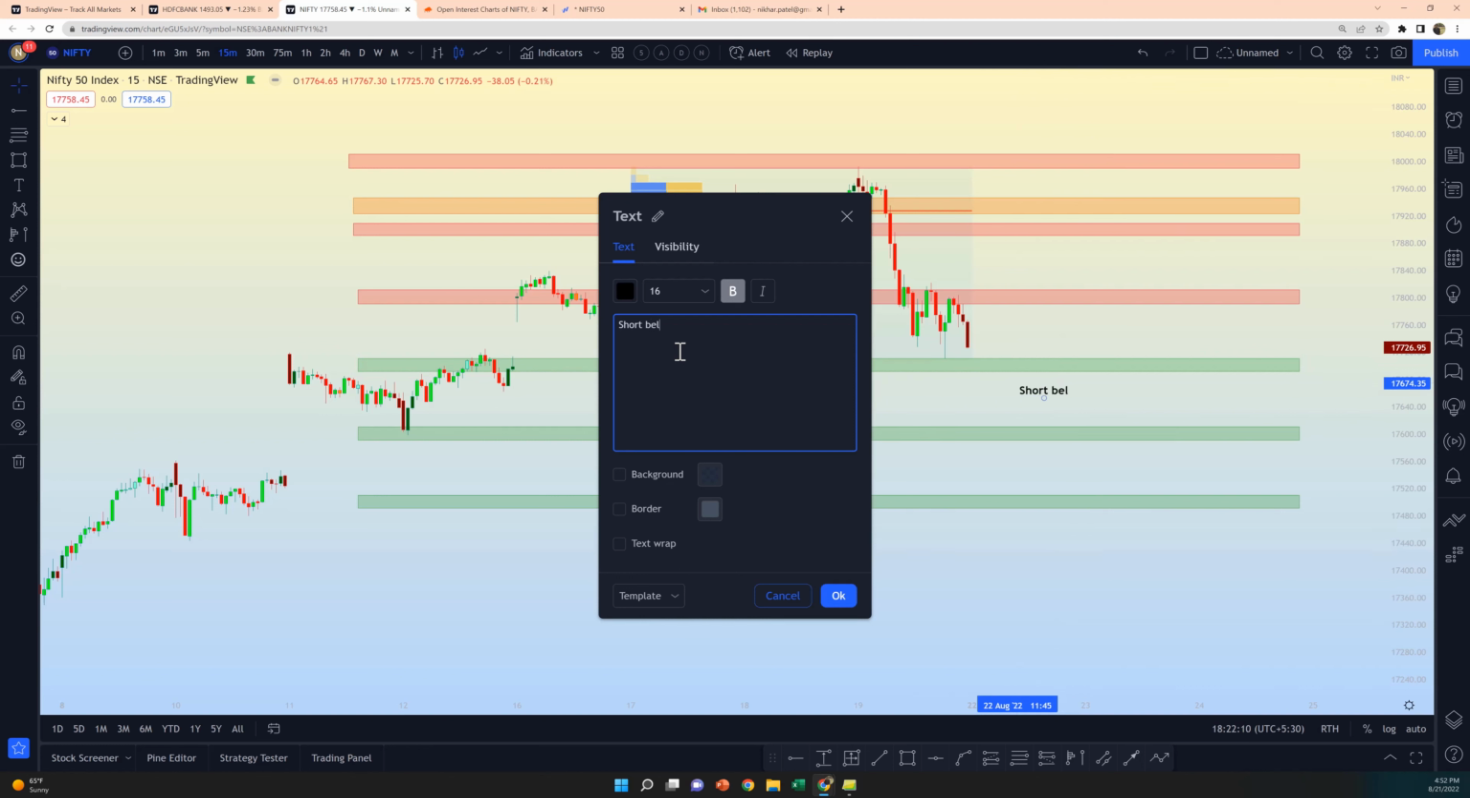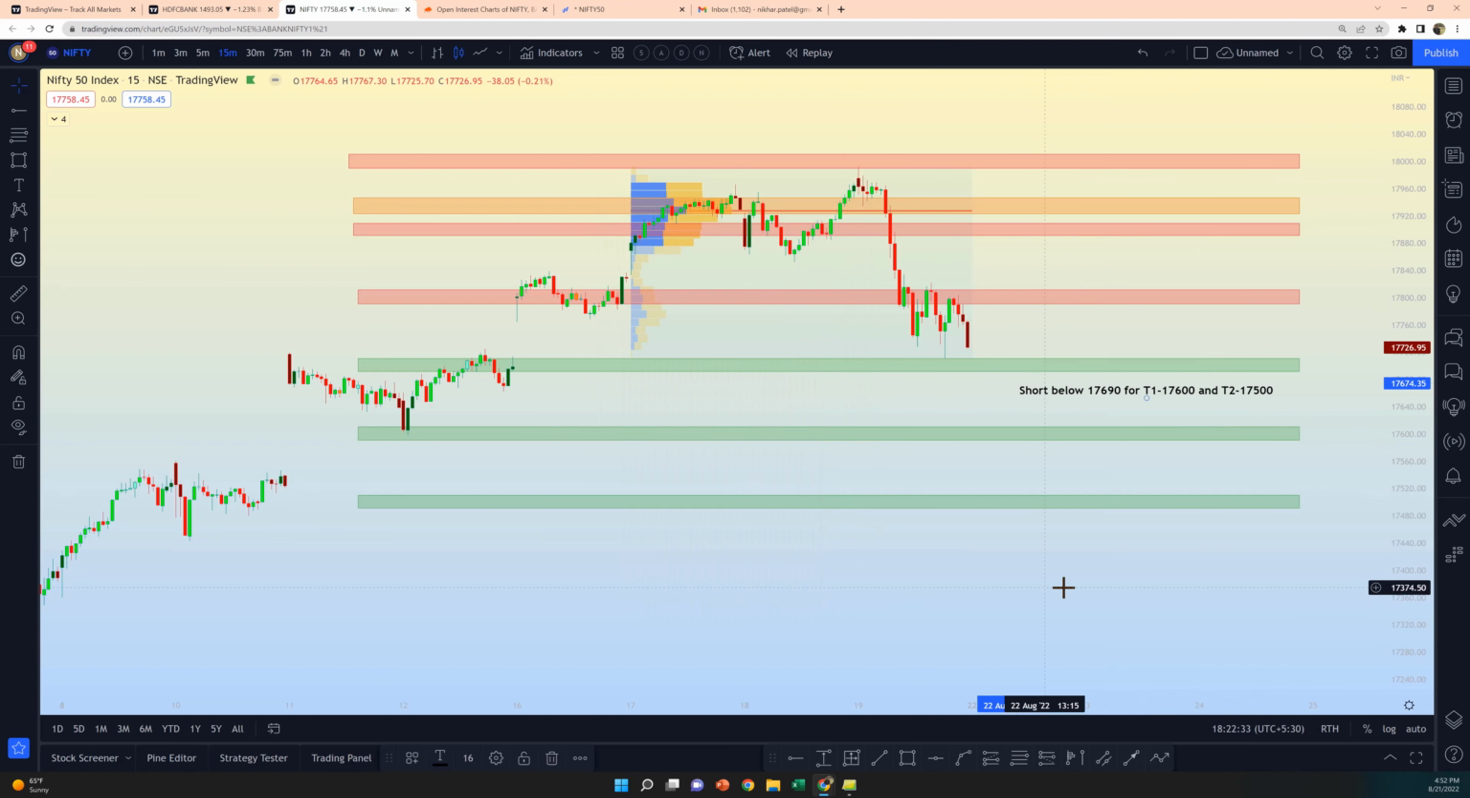So that's how I write my first statement, which is short below 17,690, short below 17,690 for target 1, which is our 17,600, and target 2 is 17,500. So this becomes our first trading plan for tomorrow.